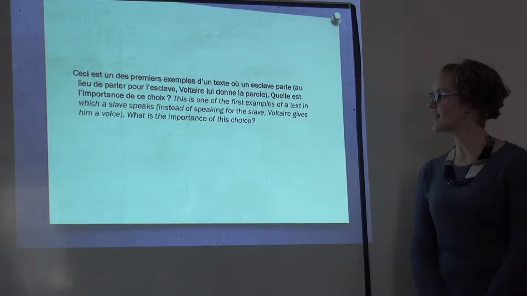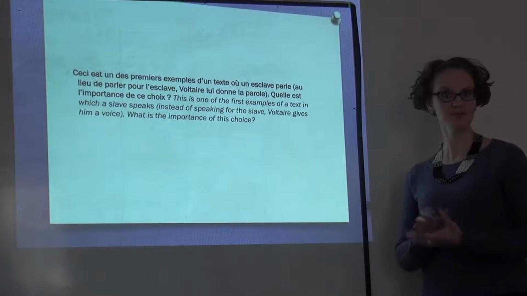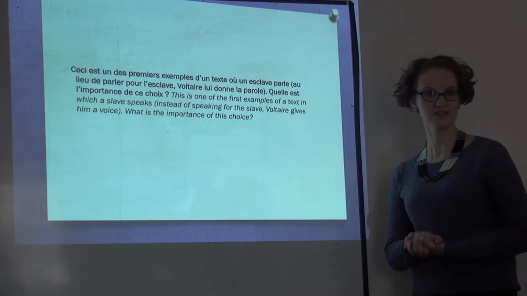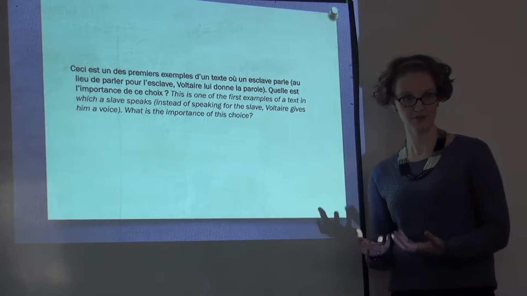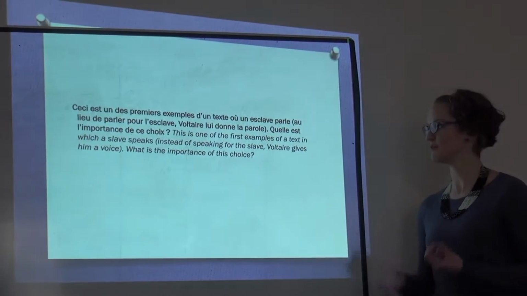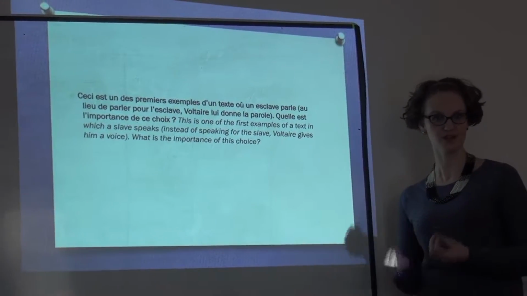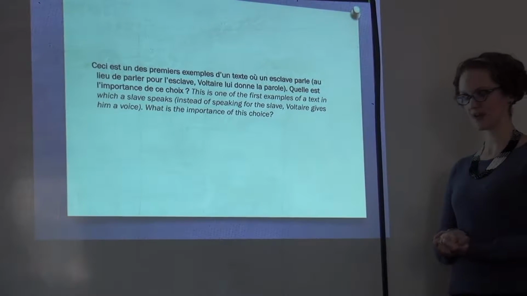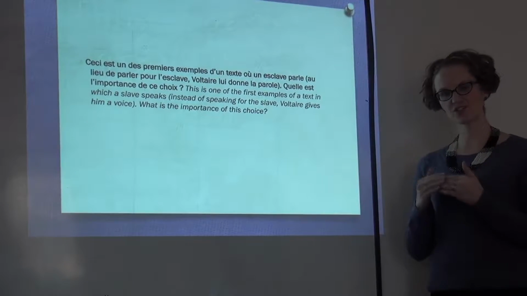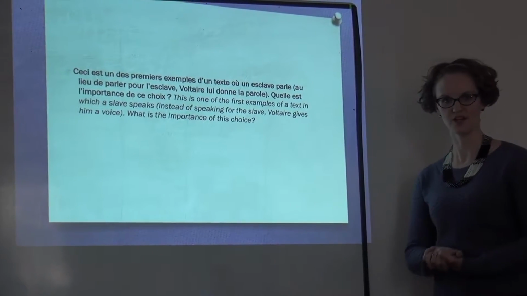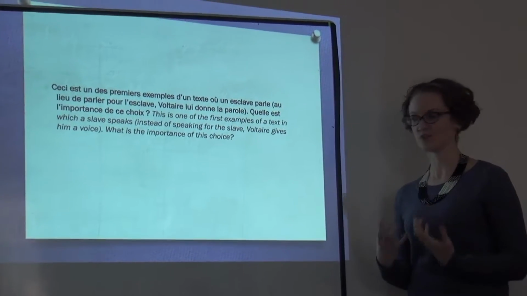And the final one is that I also make them think in broader terms, in that this is one of the first examples in a French text where the slave is speaking for himself, rather than having the author speak in his place. So Voltaire gives him a voice, and I try to get the students to think also about why this is important, that the slave is speaking directly. So I see this question is actually opening up even broader to think about literary genre and how authors are using characters, but also different types of themes.